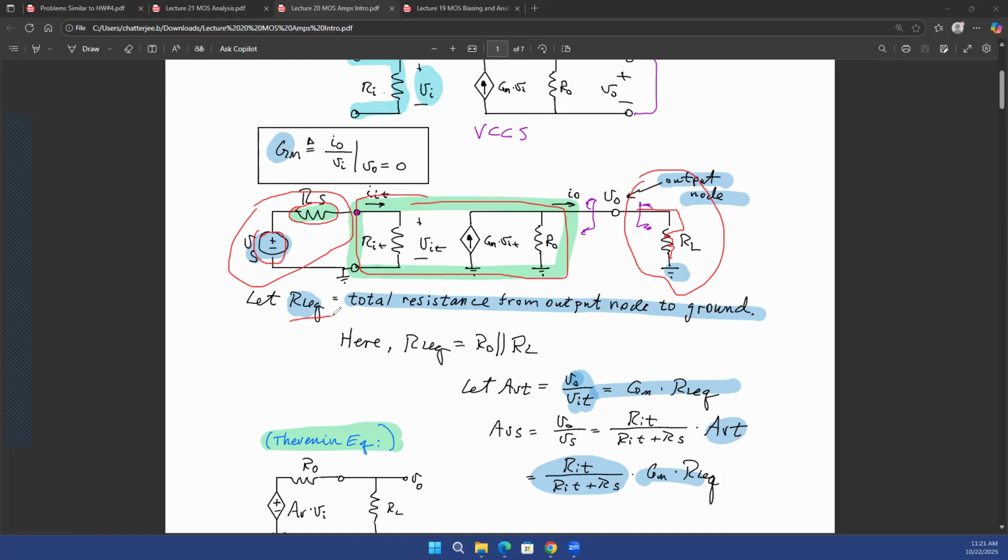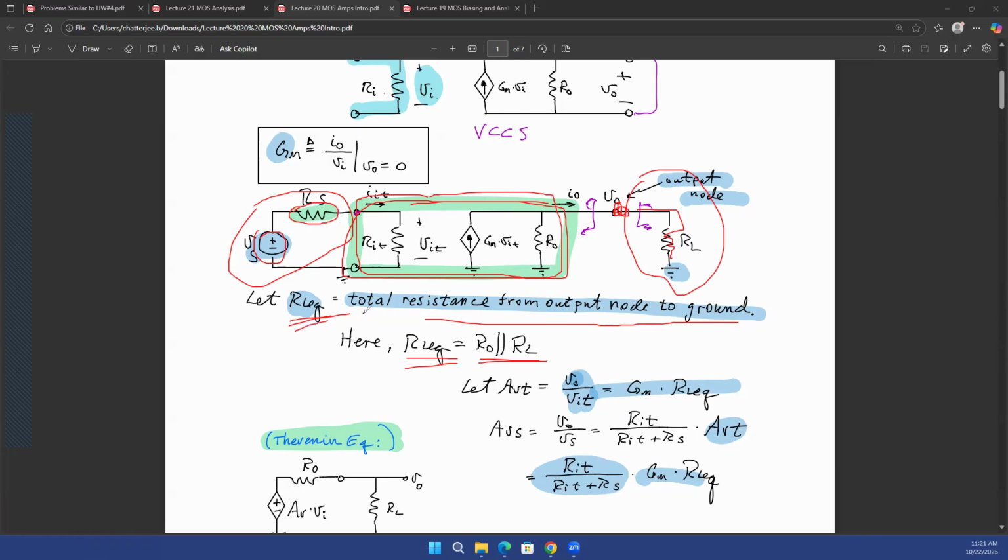Now, assume that RL equivalent is the total resistance from the output node to the ground. The output node is over here. So RL equivalent is nothing but RO in parallel with RL. RO is the output resistance of the amplifier, and RL is the actual load resistance that you have connected. What is inside this green box is the property of the amplifier. These are not real resistances or real current sources that you have connected in the circuit. On the other hand, what is outside the green box is what you have connected in the circuit.